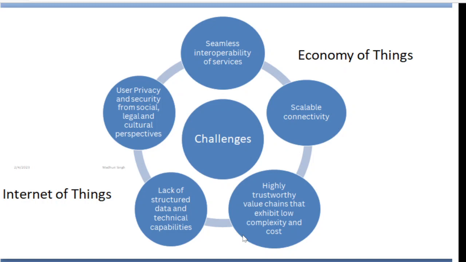Five main challenges of Internet of Things are seamless interoperability of the services and scalable connectivity. Then there is lack of structured data and technical capabilities. That's a very big challenge for us. And then there are highly trustworthy value chains that exhibit low complexity and cost. And the biggest challenge for Internet of Things is user privacy and security from social, legal, and cultural perspectives.